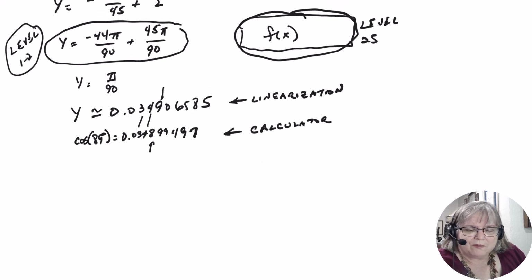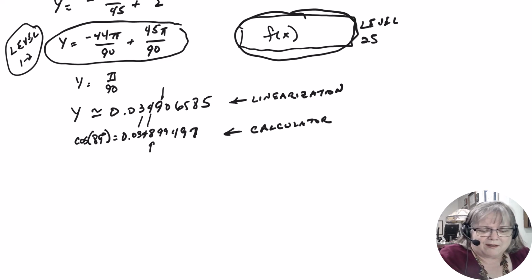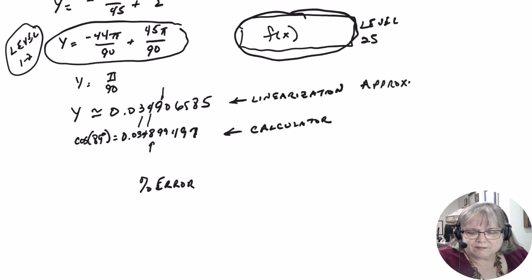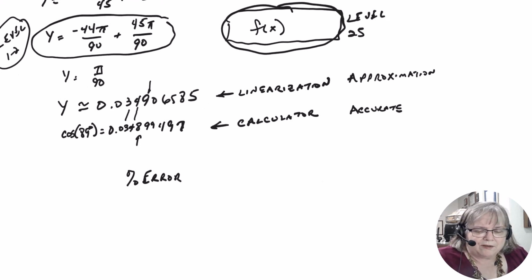Now, what we need to see is something that says, well, it looks close enough. I mean, isn't it close enough? Okay, so they have what they call a percent error. So sometimes they ask you to calculate the error between your calculated number, your approximation. Okay, so this one is an approximation, and this one is supposed to be more accurate. Okay, now, how do you do that?